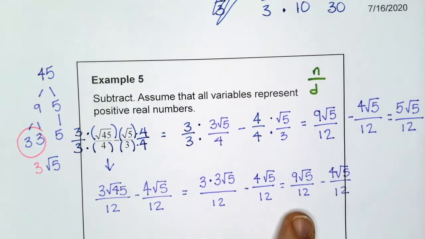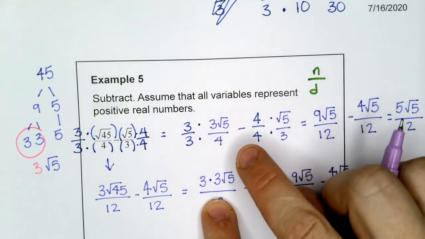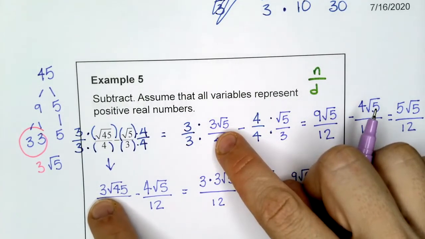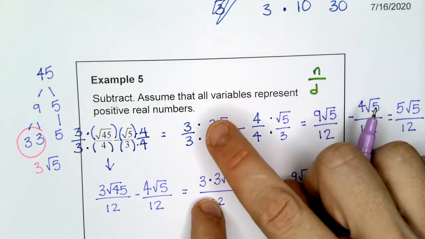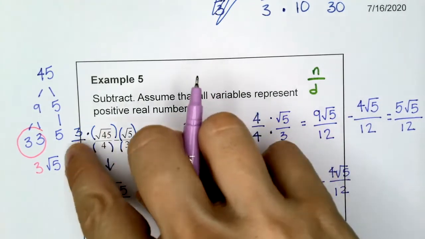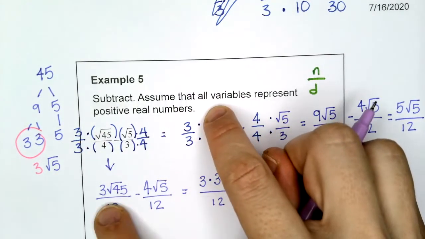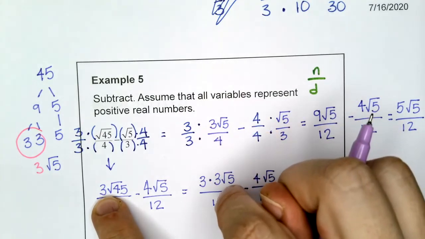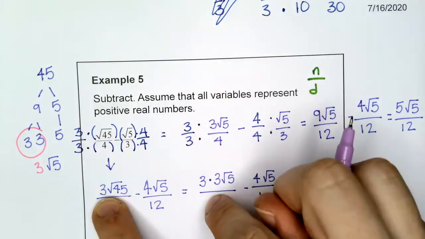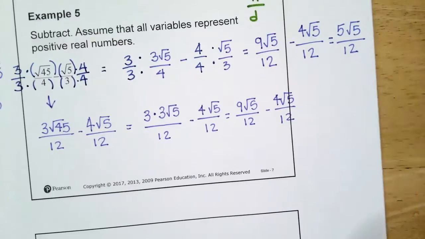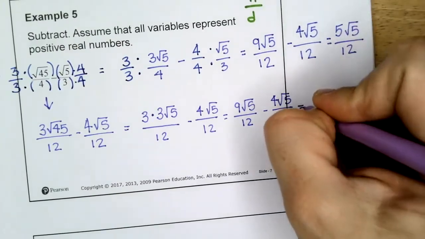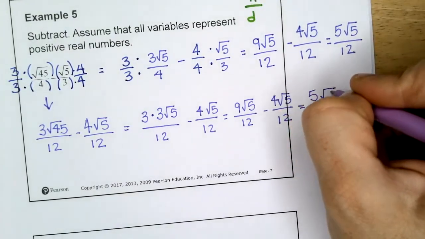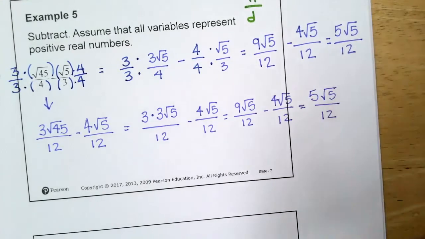So it did not matter whether I did it first or second. Here I factored out the 3√5 first. Here I multiplied the 3 first. And then I did it. So it doesn't matter. You get the same answer: 5√5 over 12.